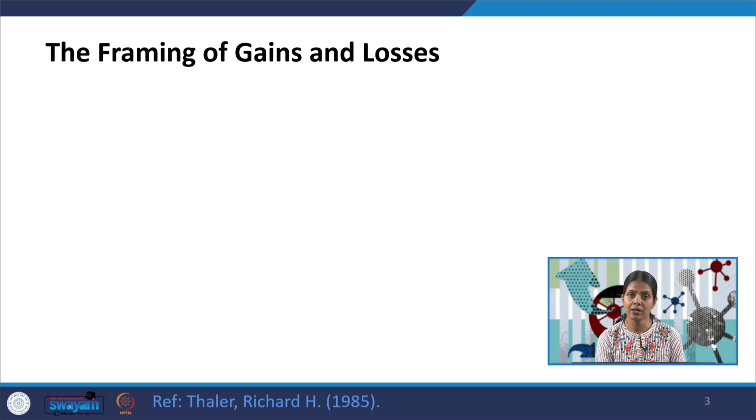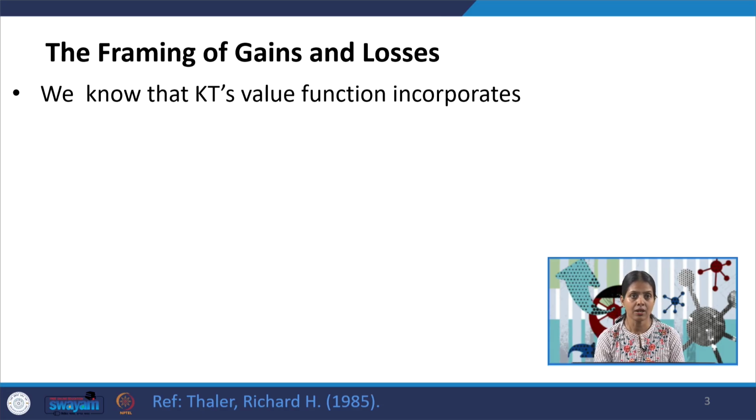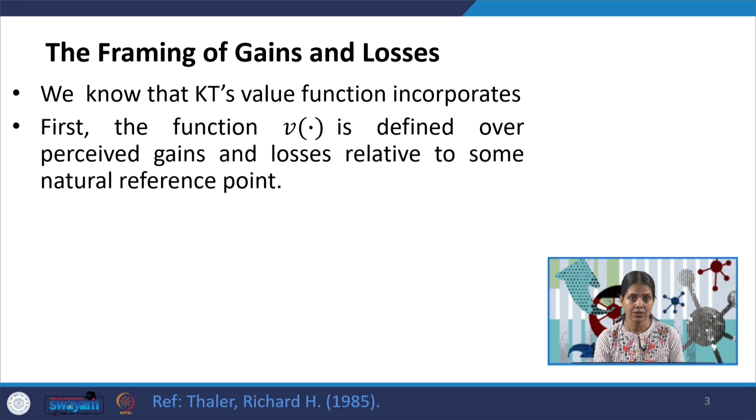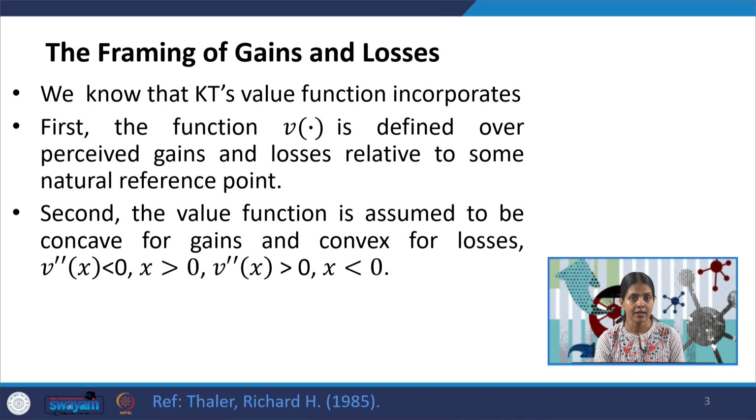So, in the last module we concluded by discussing the framing of gains and losses, which borrows from the concept of prospect theory. I will briefly recapitulate the concepts that were mentioned there. We know that KT's value function incorporates first that the function V is defined over perceived gains and losses relative to some natural reference point. Second, the value function is assumed to be concave for gains and convex for losses.